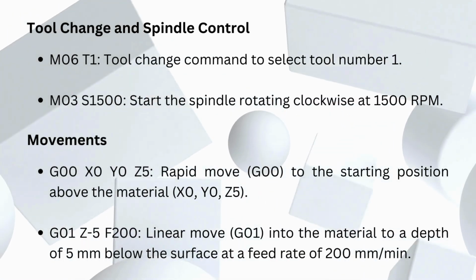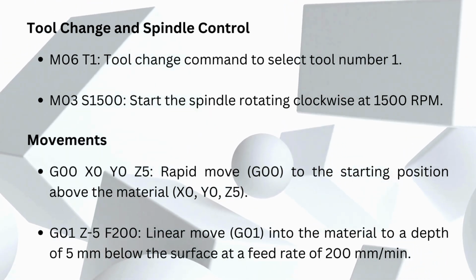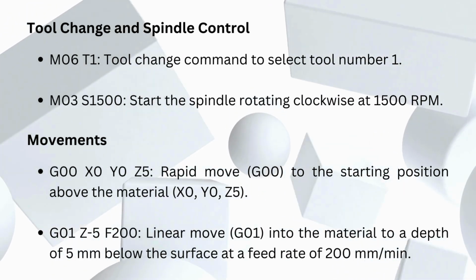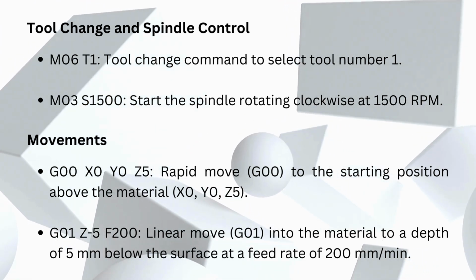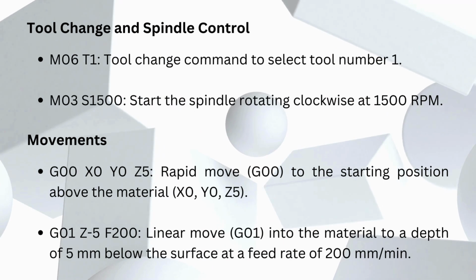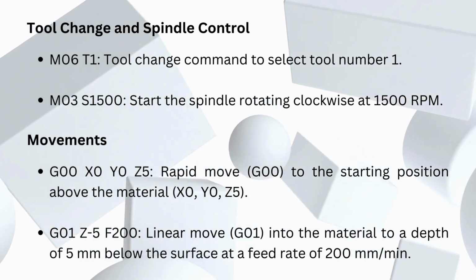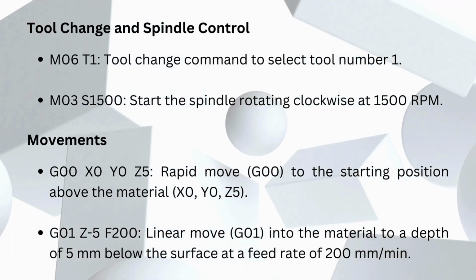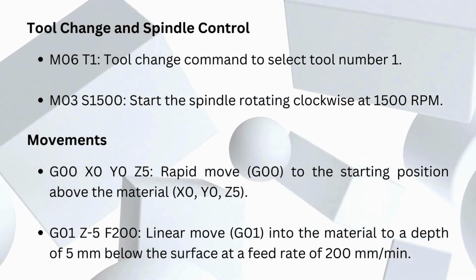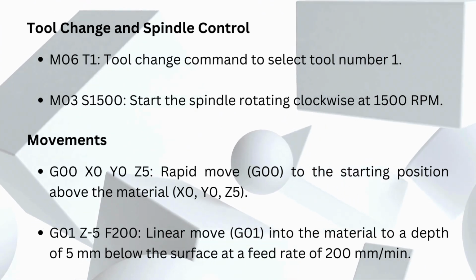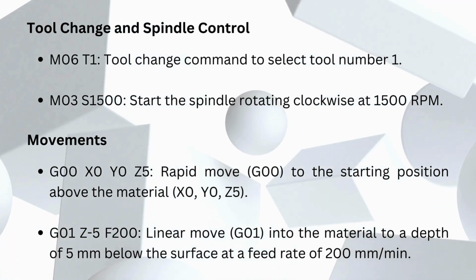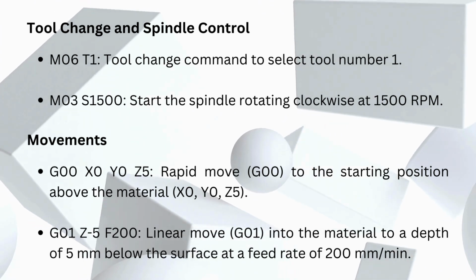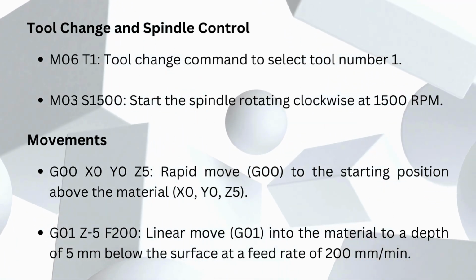Tool change and spindle control. M06 T1, tool change command to select tool number 1. M03 S1500, start the spindle rotating clockwise at 1500 RPM. Movements. G00 X0 Y0 Z5, rapid move, G00, to the starting position above the material, X0, Y0, Z5. G01 Z5 F200, linear move, G01, into the material to a depth of 5 mm below the surface at a feed rate of 200 mm per minute.